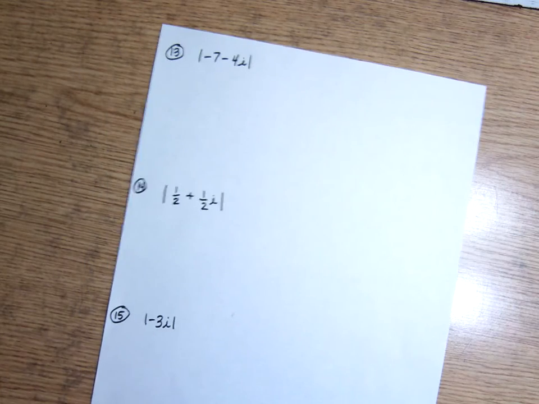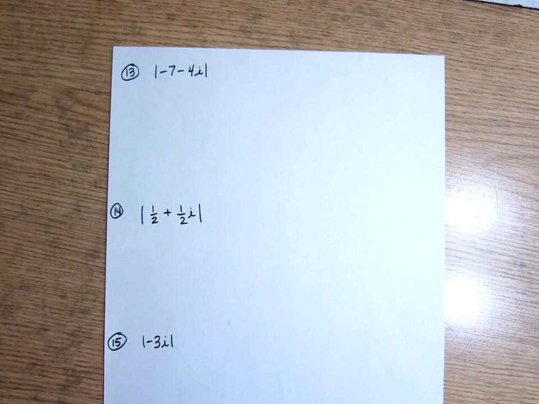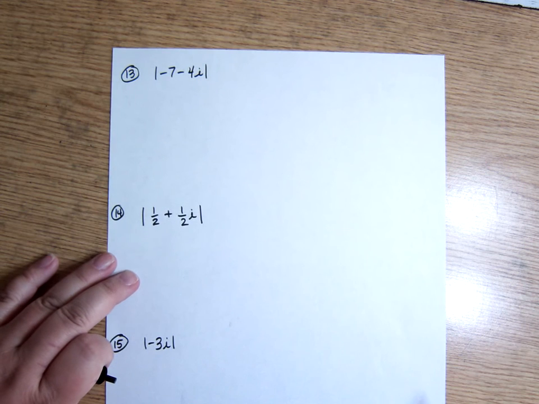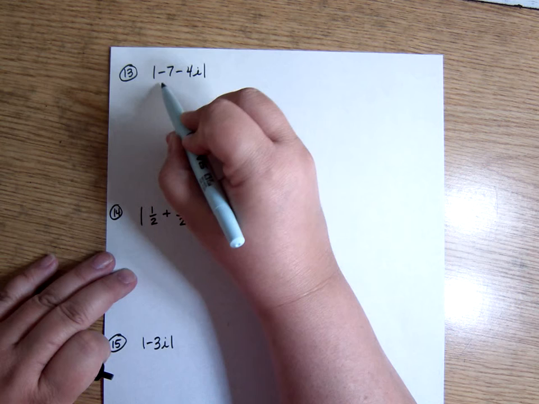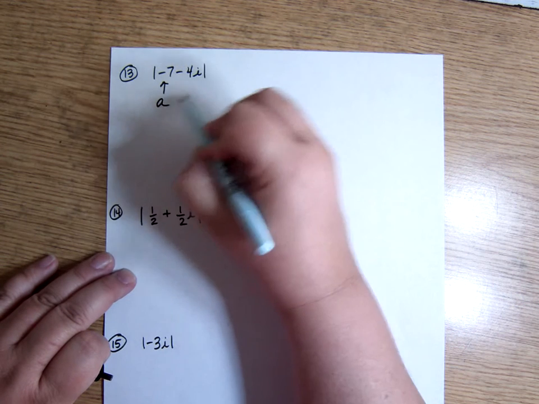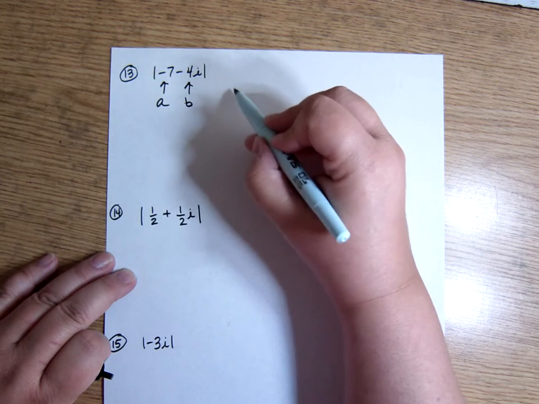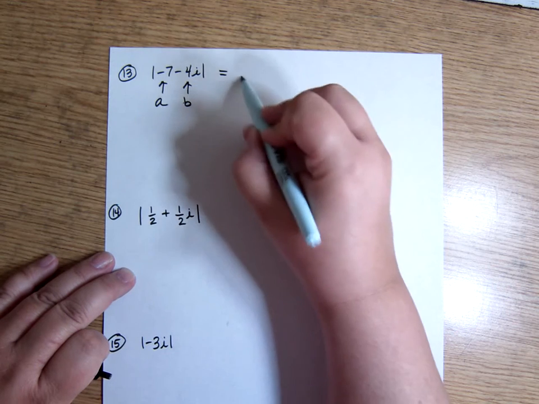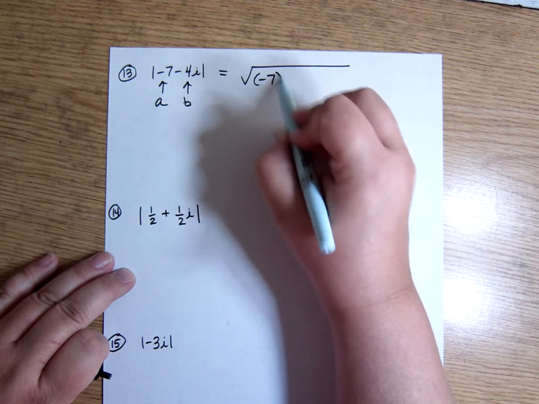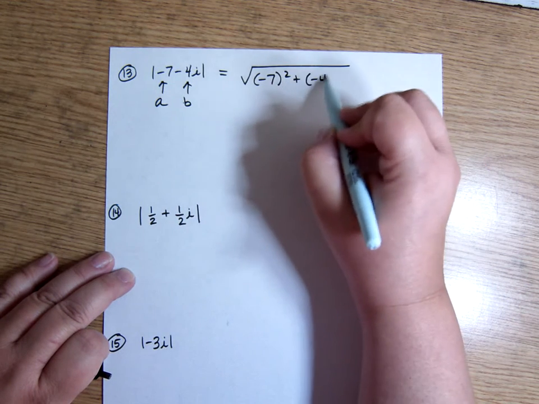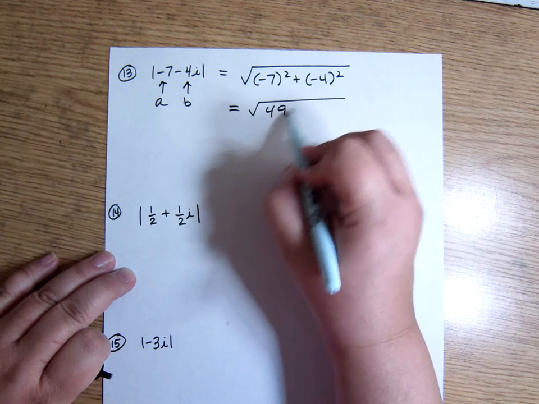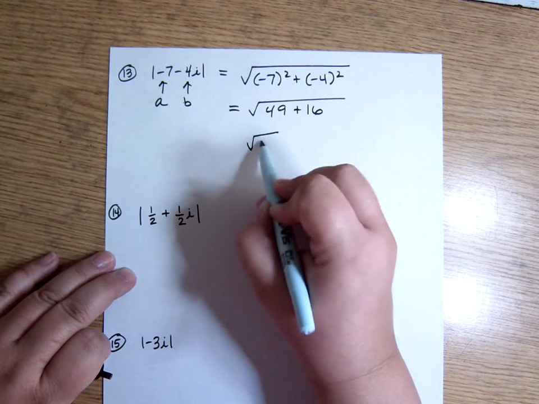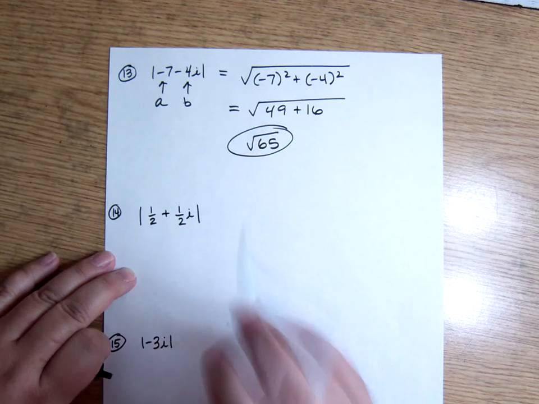So on number 13, when I'm asked to find the absolute value of negative 7 minus 4i, my A here is negative 7, my B is negative 4, and my absolute value is going to be the square root of negative 7 squared plus negative 4 squared, which is the square root of 49 plus 16, which is the square root of 65. And that does not simplify, so I'm done.